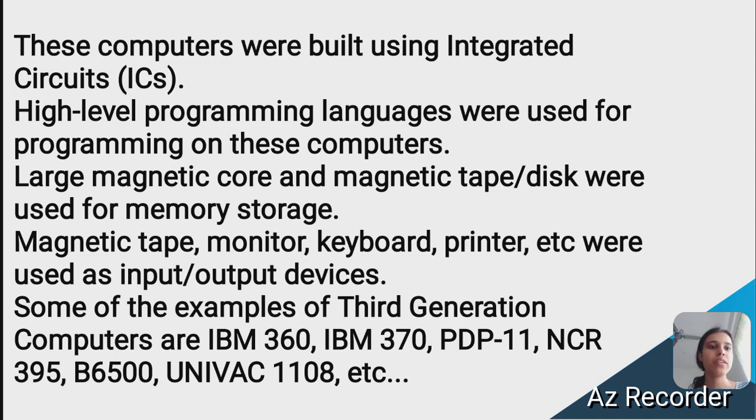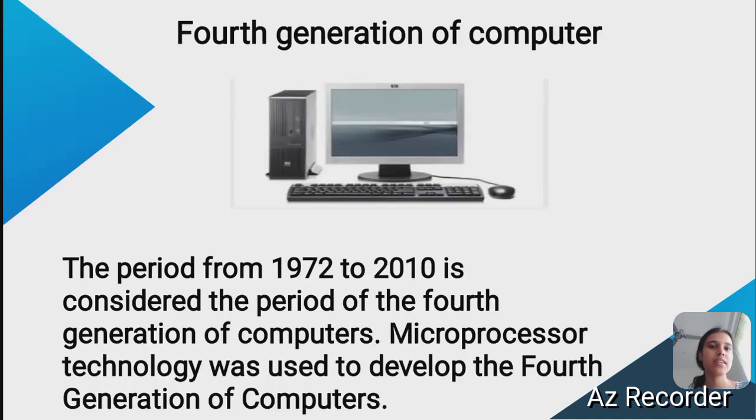Magnetic tape, monitor, keyboard, printer, etc. were used as input or output devices. Some examples of third generation computers are IBM 360, IBM 370, PDP 111, NCR 395, B6500, UNIVAC 1108, etc.